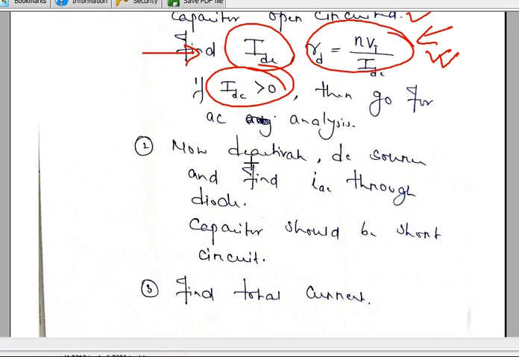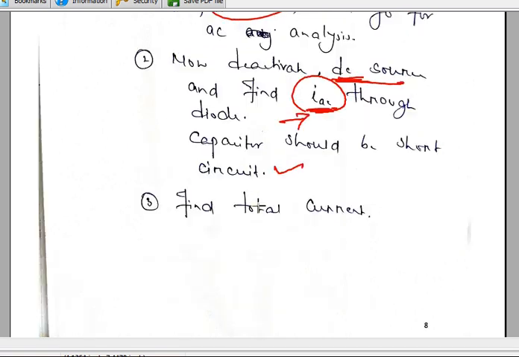Next, deactivate the DC source. Now we have to make the circuit ready for the AC analysis. For that, deactivate the DC source, meaning short circuit the voltage source and open circuit the current source. Then find the IAC through the diode. The capacitor should be replaced by a short circuit, and the diode should be replaced by its dynamic resistance. Then you can find the value of IAC, and once you have it, you can get the total current.